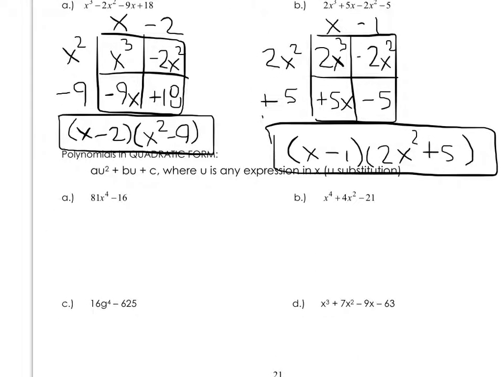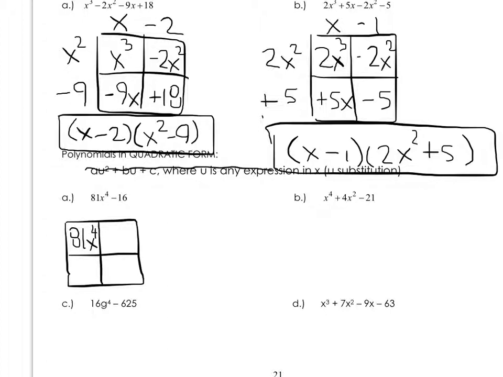Okay, down at the bottom here, again, there's this other thing called u-substitution, but as long as you know how to do the box, you should be just fine on factoring these. Okay, so let's go ahead and do A. Let's throw it right into the box just like we always do. So 81x to the 4th minus 16.